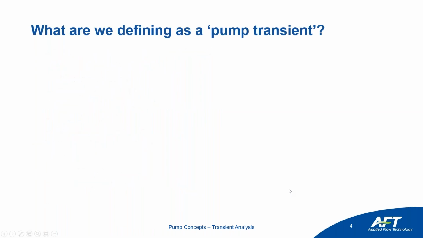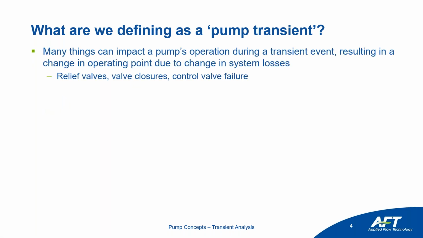So first question on everyone's mind is, what are we defining as a pump transient? So there's a lot of different things that can happen in your system during a transient event that will impact a pump's operation. So if anything, you could consider most transient events a pump transient if you're defining it as a change in the pump's operating point. This could be something like a relief valve opening, where now you have an alternative flow path. It could change where that pump's operating point is.